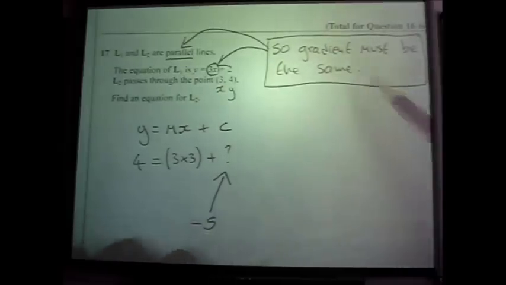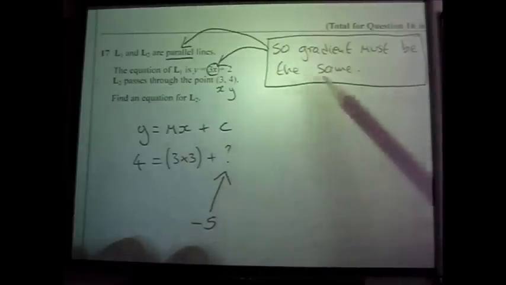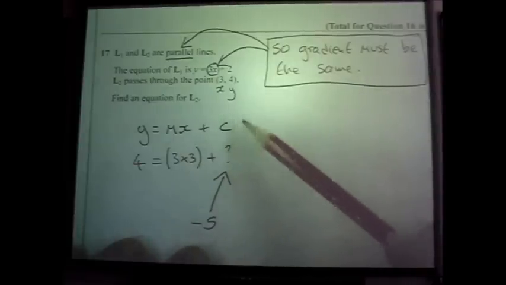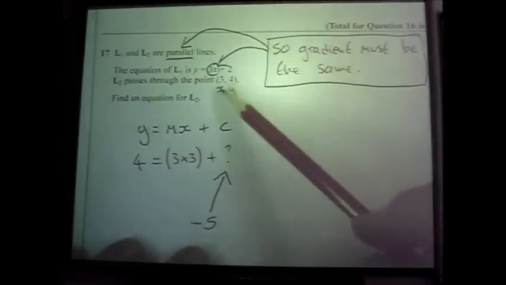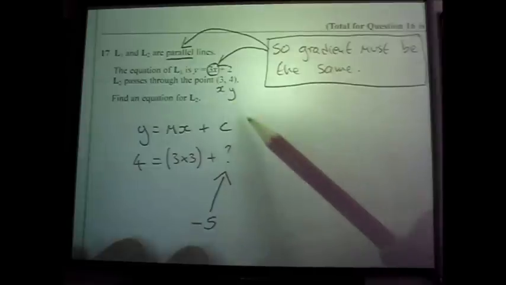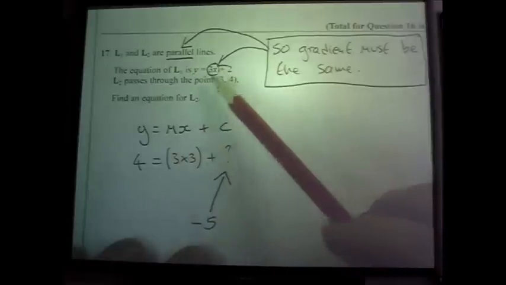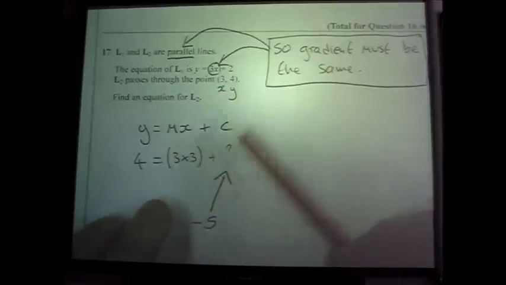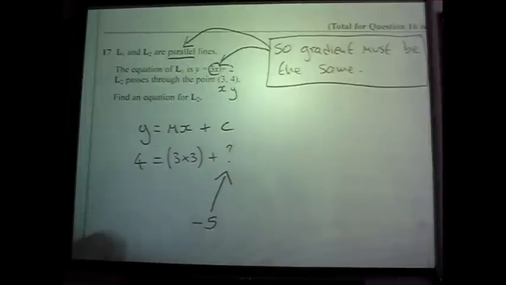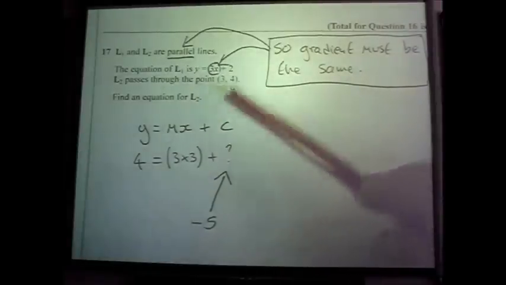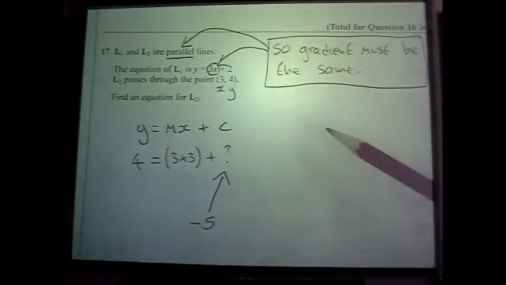Then you need to work out where it's going to cross the y-axis. And to do this, I've done a little bit of substitution. Your x value will be 3 and your y value will be 4. So if it's 3x, 3 times 3 is 9. The y value is 4, look. So 4 equals 9 add what? And it's actually minus 5. So that's why y equals 3x minus 5. So you've got to substitute in your values for where L2 passes through the point on the graph.